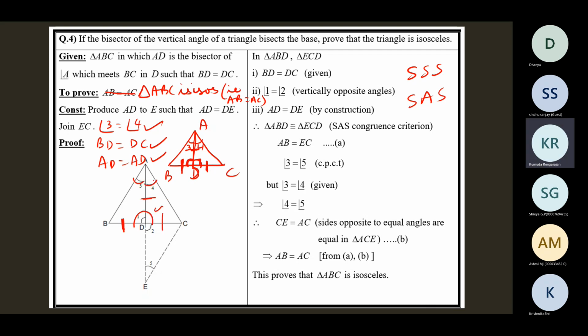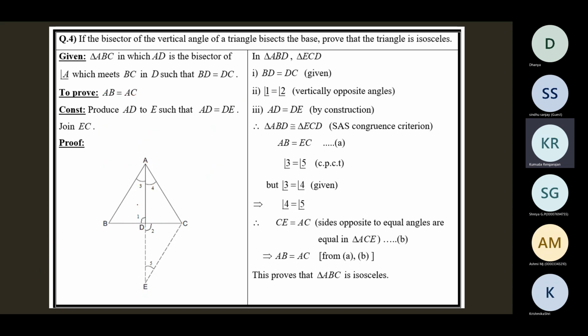But we know that angle 3 is equal to angle 4. So with the given information, actually, it's very easy. You can just take up these two triangles. Supposing we don't take up this construction, it's very easy. You just have to take up these two triangles, show that they are congruent. Once they are congruent, you will get AB is equal to AC. So the triangle is isosceles. That's all. See, now this construction is not there. Okay, so it's very easy.